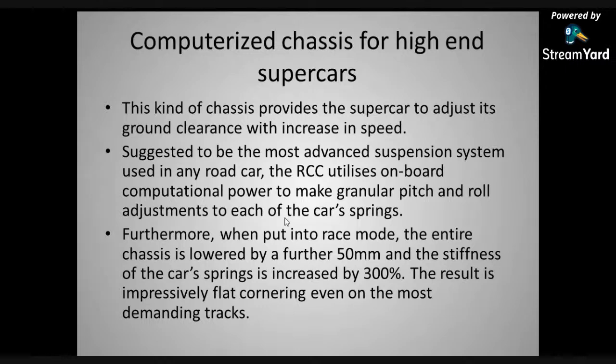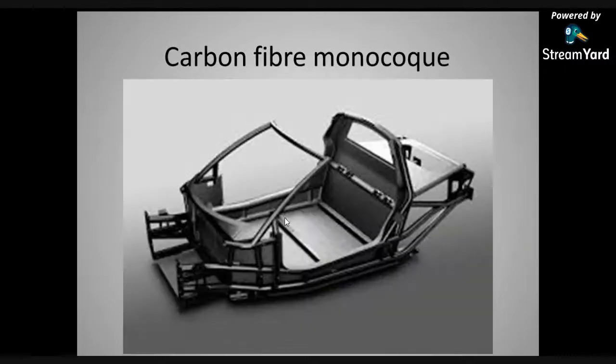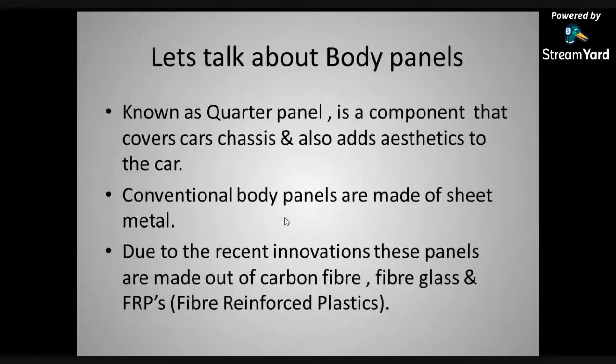So guys, I'm just going to go to the other topic. We also talked about the carbon fiber monocoque. So now it's time to talk about the body panels. We have talked about the tires, and we have talked about the chassis, as we are starting from the bottom of the car. So I have completed the topic regarding tires, I have also completed the topic regarding chassis. Now I'm going to talk about the body panels, which are next to the chassis.